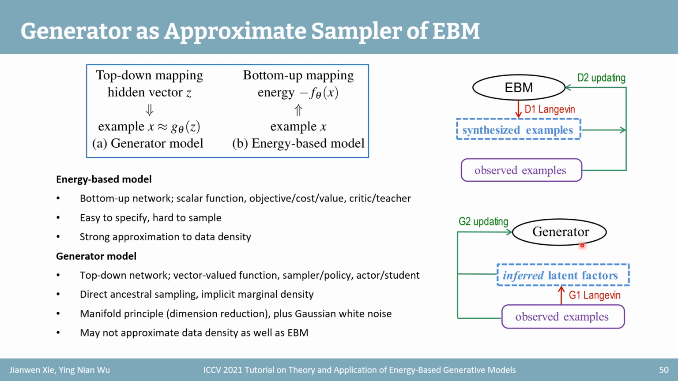And in learning the generative model, you also need an inner loop to infer the latent factors in this hidden vector Z. And you can use Langevin dynamics for posterior sampling. And after you infer this hidden Z, you can then learn this top-down network as a matter of least squares regression. That is, you want G to be close to the observed examples by transforming this inferred hidden vector Z.